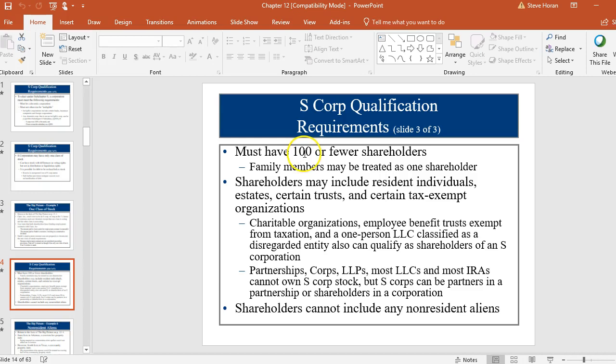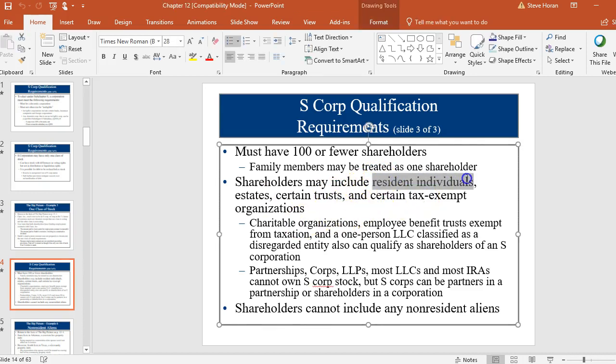So it must have 100 or fewer shareholders. Okay. Family members may be treated as one shareholder, though, which could be important potentially depending on what you're trying to do with the company. Shareholders may include resident individuals, estates, certain trusts, and certain tax-exempt organizations. So resident individuals, U.S. citizens, okay, certain trusts and certain tax-exempt organizations. Charitable organizations, employee benefit trusts exempt from taxation, and one-person LLCs classified as a disregarded entity can also qualify as S Corps potentially if they want to be.